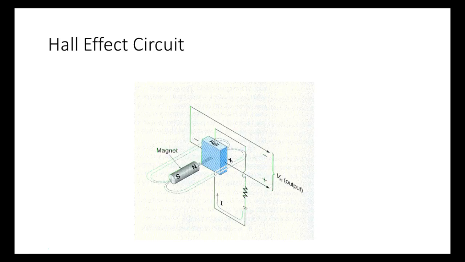But Hall effect sensors require at least three wires. We have three wires, and they share a common. So this negative and this negative are the same. So we have a positive and negative, and we have a single out. So these devices are going to be three leads.